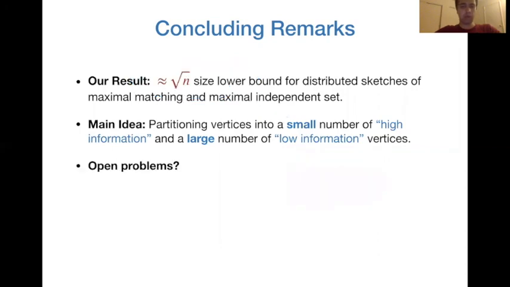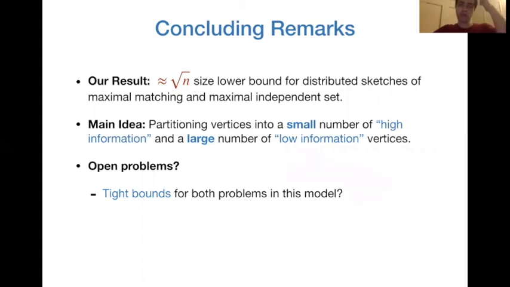Now, as for open problems, there are a couple of nice open problems after our work. The obvious one is: can we get tight bounds for either of these problems in the model? The current upper bound is order n, the lower bound is omega square root n. Can we close this gap?